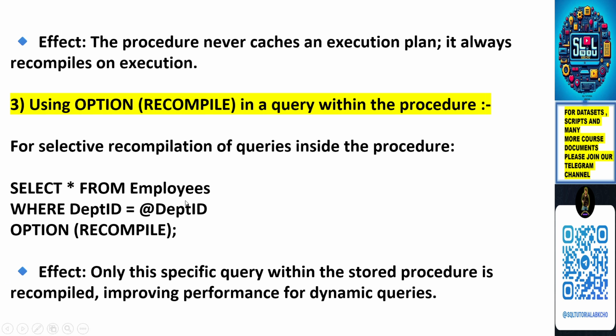It is mentioned that for selective recompilation of queries inside the procedure, we can write, like, select star from employees or xyz table. You can mention the where condition, and at the end, after the condition ends, you can write OPTION (RECOMPILE). This will recompile this particular query each time you execute the stored procedure. The effect is that only this specific query within the stored procedure is recompiled, improving performance for dynamic queries.